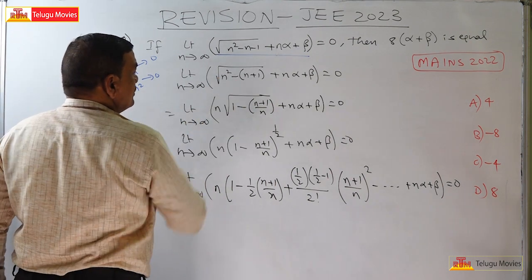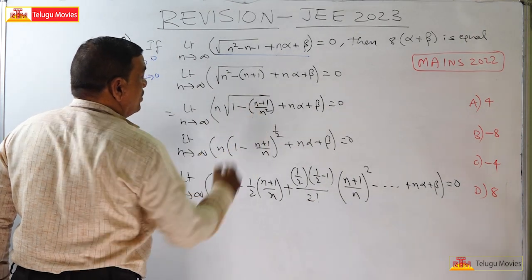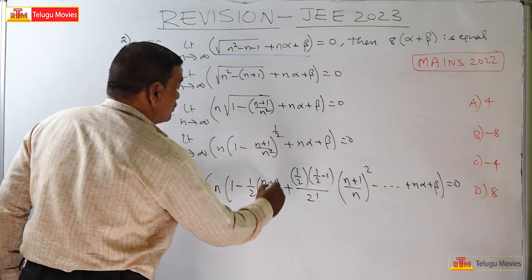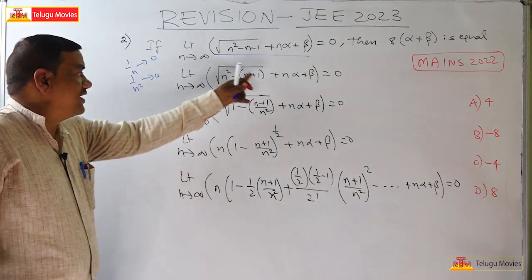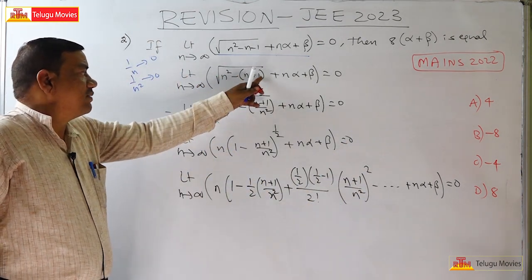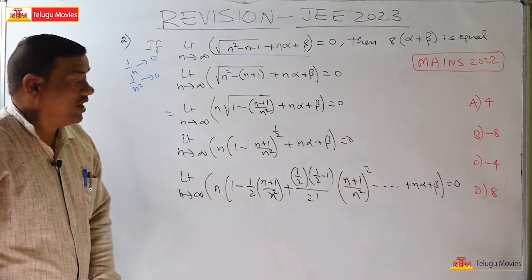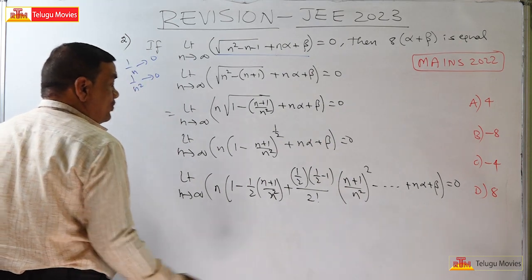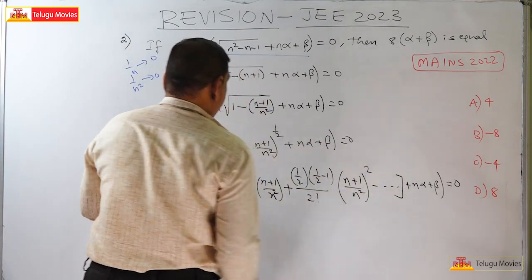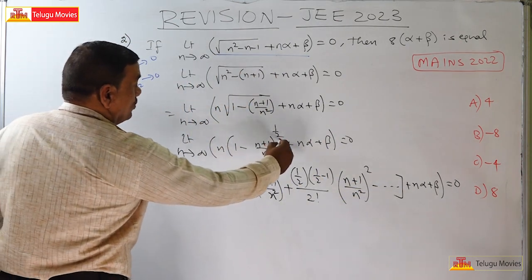So we have taken n square common outside. So here we will get n square, here also n square, here also n square. So up to here n square you have taken, 1 minus (n plus 1) by n square will come. Okay now? Right. Now you multiply n inside, up to here only for this n.